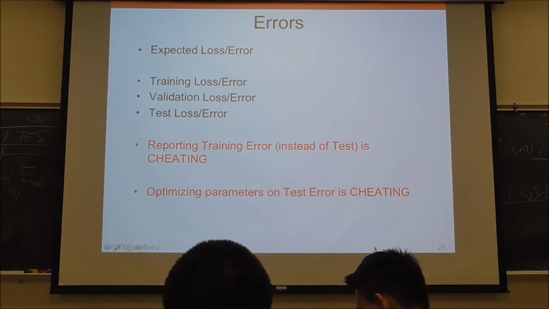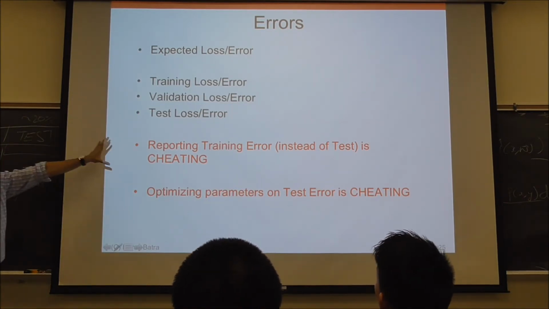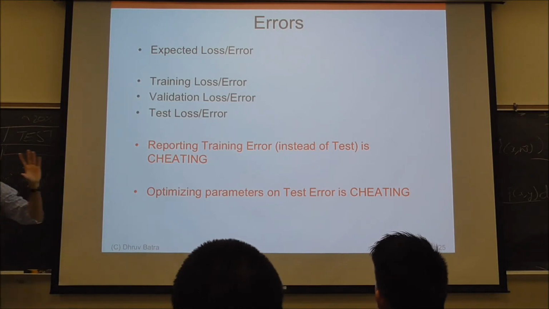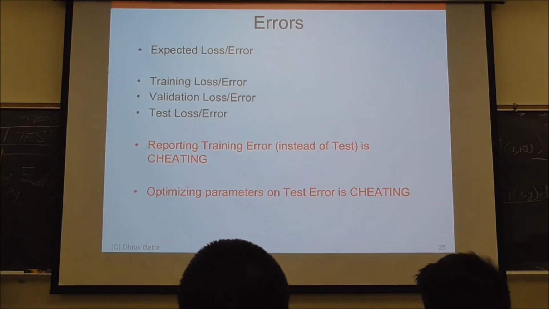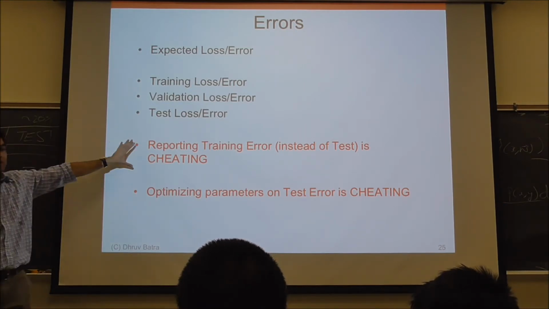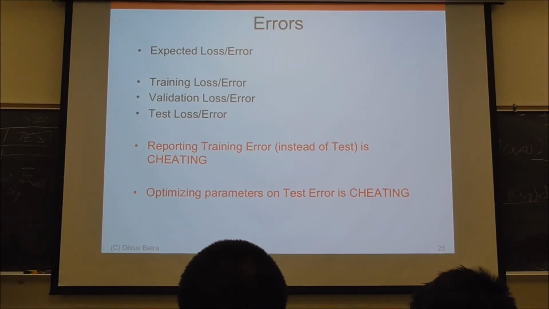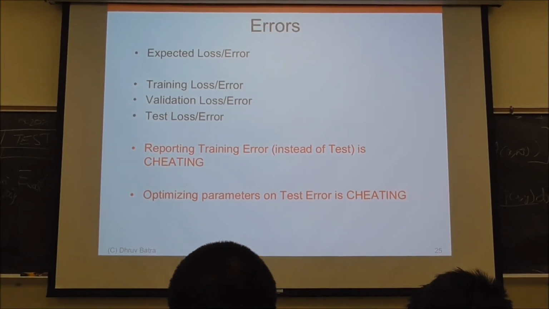Okay. It's important to keep this in mind. I cannot stress this enough to people coming into machine learning as a new area. Reporting training errors is good only for diagnostics. They're for you to see how well you're doing on the training set versus validation set versus test set. Training errors are not supposed to be reported as how well your method is working. That's a big no-no.